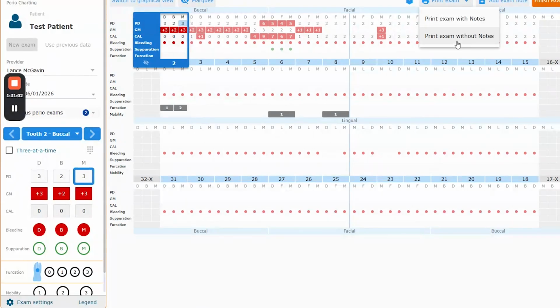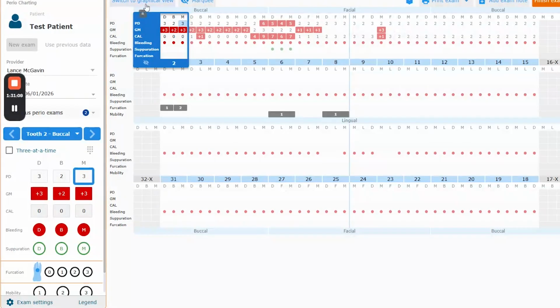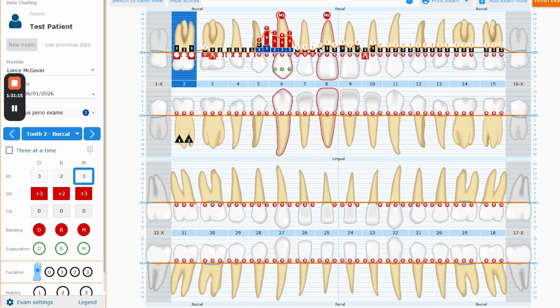You can print the exam, say print without notes. It always prints it with in the table view. It doesn't ever print the graphical view, I don't think. Let's see. Yeah, so it's only going to print the table view. But if the patient wants this, what you can do is you can use your snipping tool, you can screenshot it, and then you can print it if they want to see the actual graphical view of this to get a better idea of what's going on.